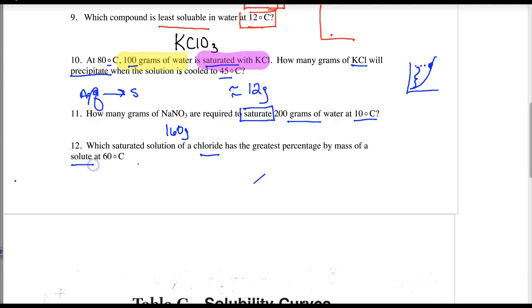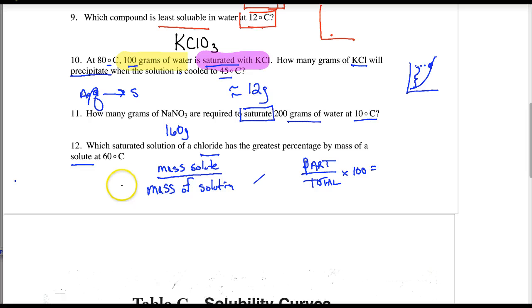And last but not least, which saturated solution of a chloride has the greatest percent by mass of solute? Now, what does that mean, greatest percent by mass? Percent by mass is part over total times 100. Now, the total is going to be the total mass of the solution, so this would be the mass of the solution, and this would be the mass of my solute. That's what a percent by mass of a solution is. It's a concentration term, okay? And that would be times 100, of course.